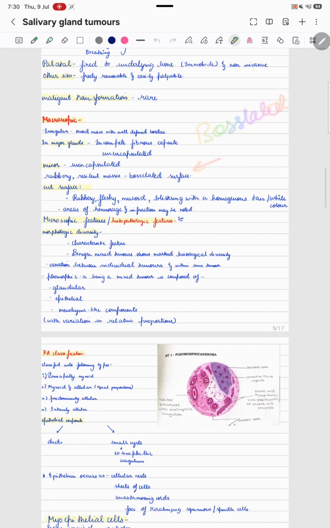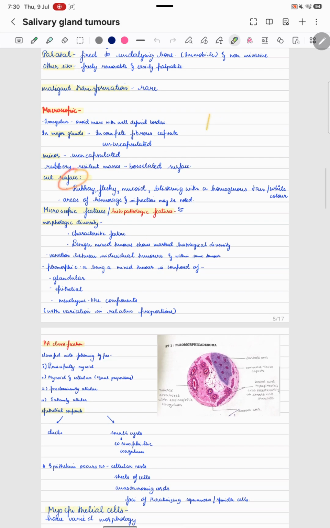Then the cut surface, that is, a longitudinal cut of the specimen, is rubbery, fleshy, mucoid, bulging with a homogeneous tan white color, and infarction may be noted.